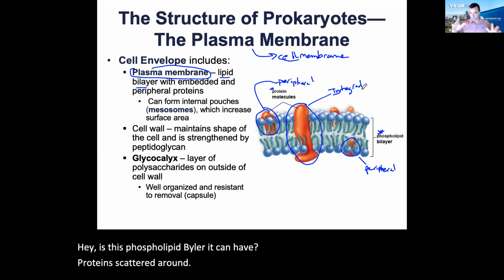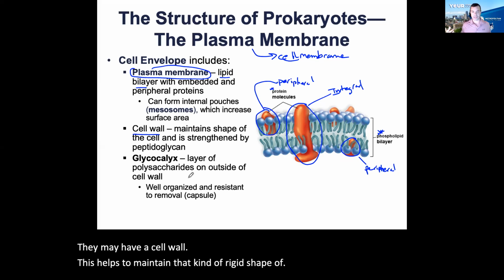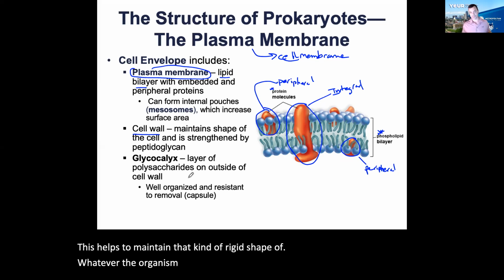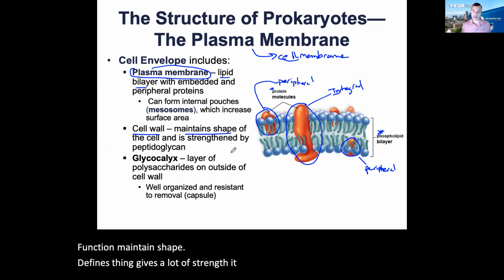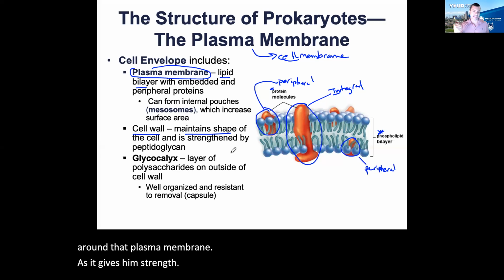Also, in a bacteria, they may have a cell wall. This helps to maintain that kind of rigid shape of whatever the organism is, bacillus. Function, maintain shape. Defines the thing, gives a lot of strength. It can survive a lot better with a cell wall around that plasma membrane, because it gives them strength. Protects them a little bit.